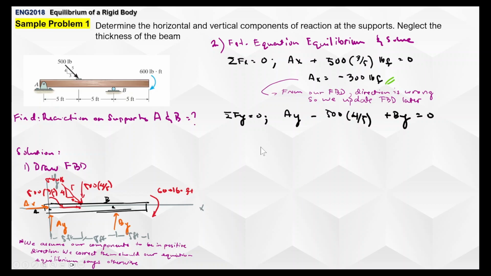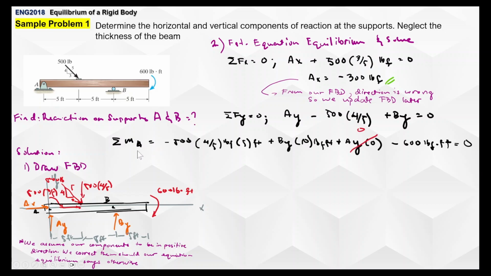So for simplicity, try to eliminate two forces at the same time lang muna, so that I'm left with one unknown. So I'm going to take a moment about point A, which would yield this particular equation. So paano yun? Negative 4, it's going to be negative 500 4 over 5 since it's clockwise about point A times 5 feet. So 5 feet yung perpendicular distance. So we have BY naman dito, which is counterclockwise about point A. So that's 10 feet. So BY times 10, that's pound force feet.